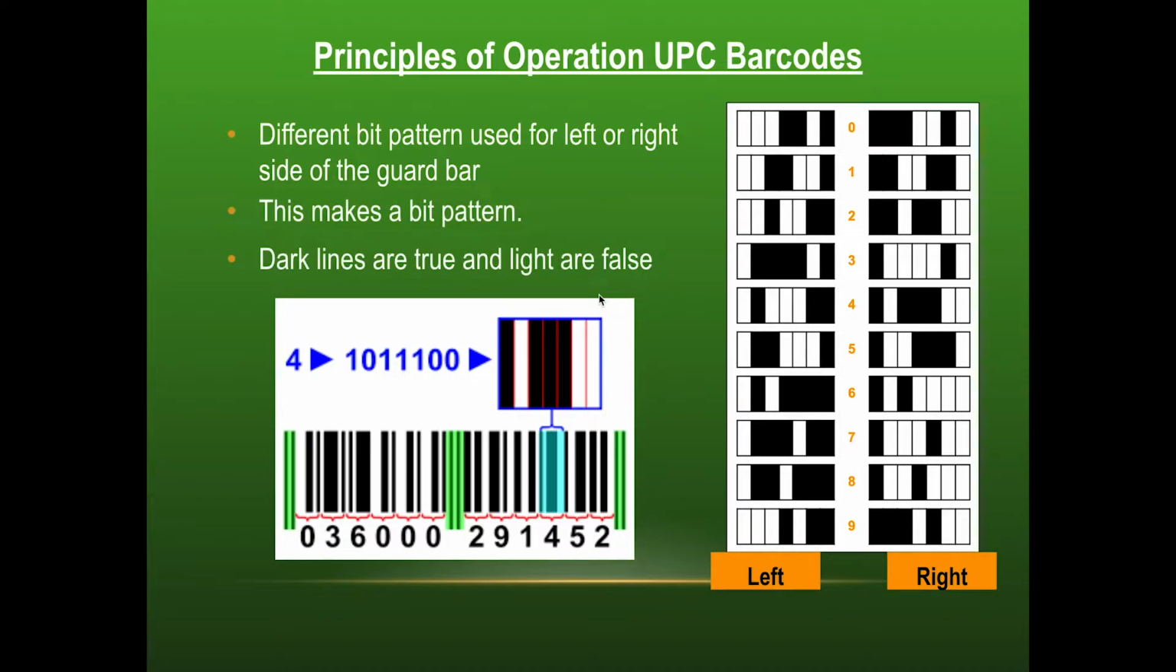That makes a bit pattern that can be represented in binary and understood by the computer. So a dark is a true state of 1, and a light is a false state of 0. So the bit pattern changes from dark, light, dark, dark, dark, light, light to be read by the computer as 1, 0, 1, 1, 1, 0, 0. When you look at that down here, you can see one thin line and one thick line. And that's exactly what we see here. One thin line and one thick line.